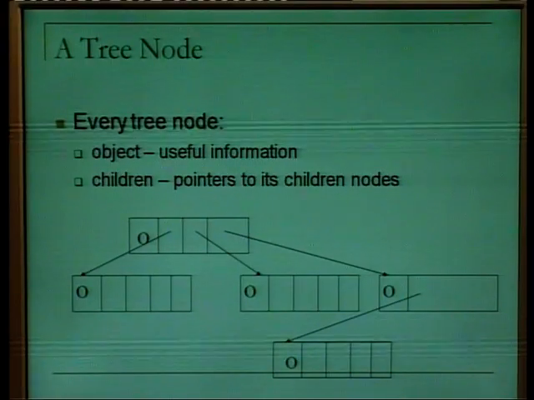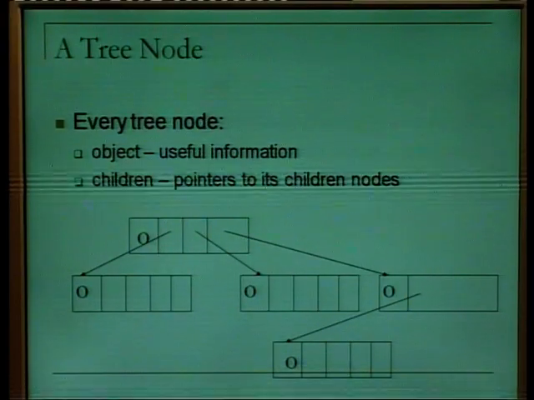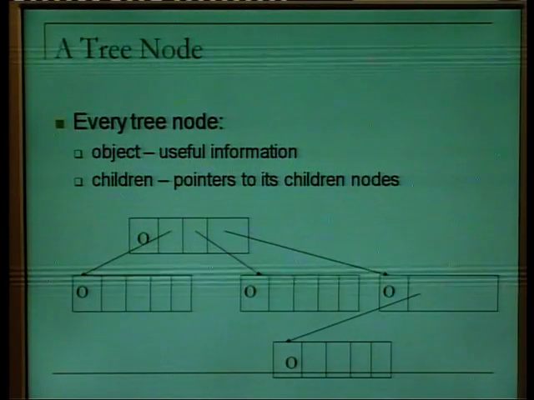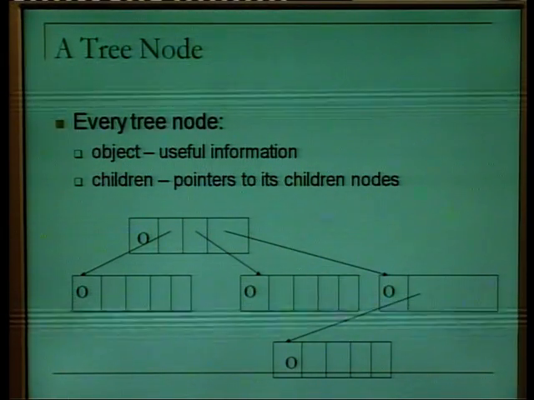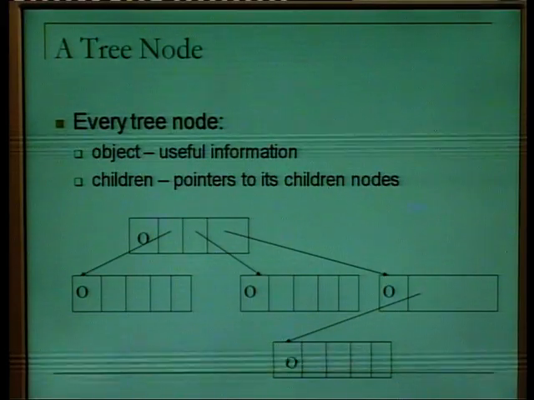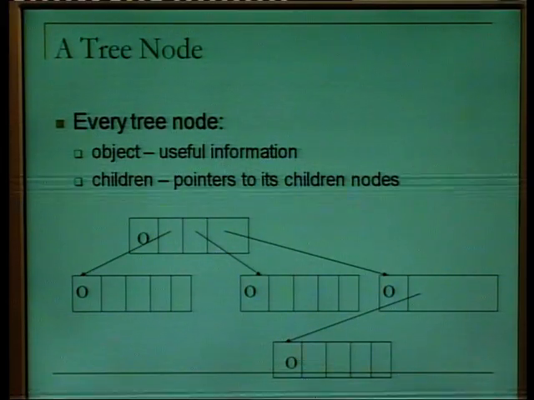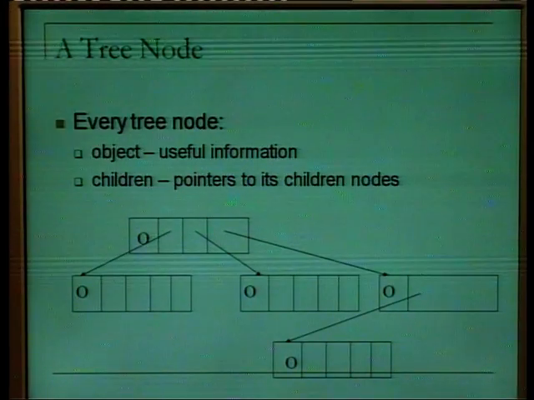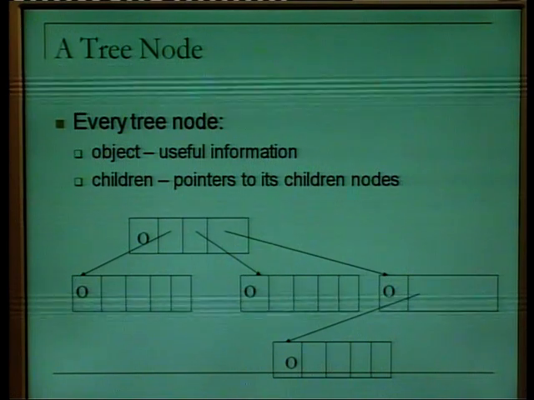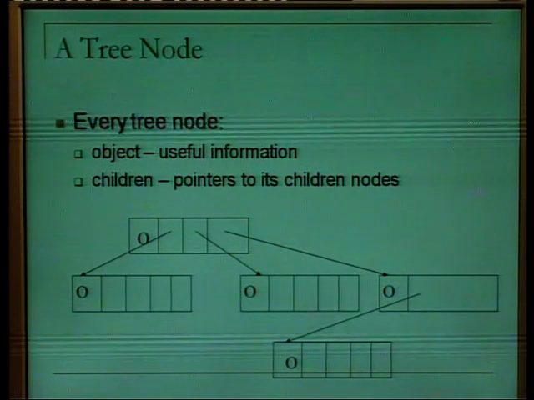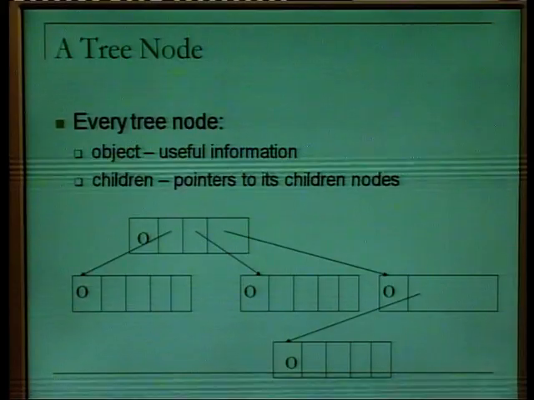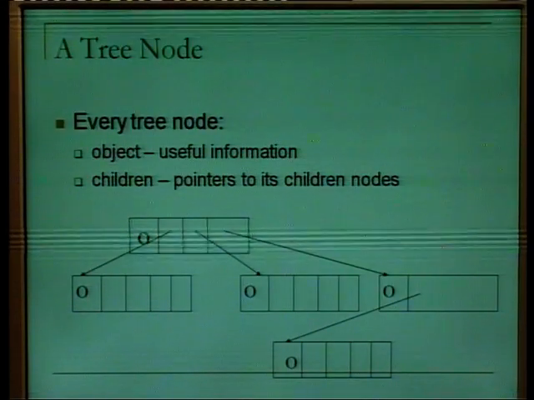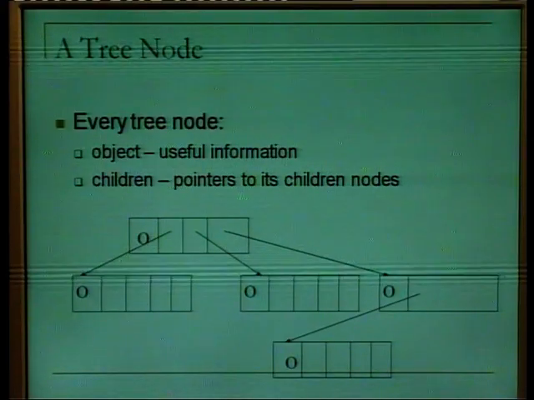Now we will discuss what is a node of a tree. Node is a single unit. Every node of a tree contains object and children. Object is useful information. It may be represented as a node of linked list. In this, every node contains an object. Object is the value, or we can say data, and all other parts are the links to the children of that node, or we can say pointers to the subtrees of that node.